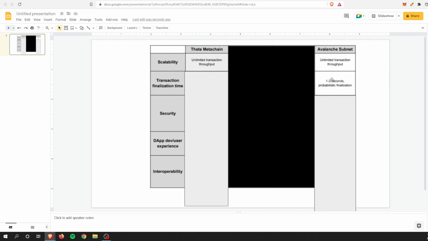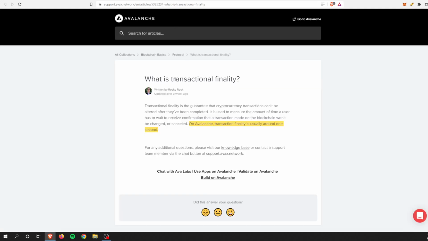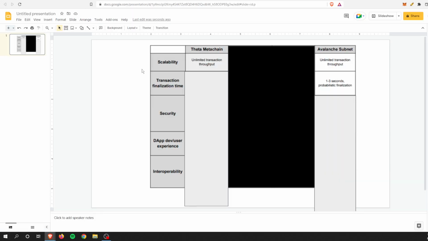But the Avalanche subnet, it's showing 1 to 3 seconds probabilistic finalization. Doing a little bit of research, it potentially could be a little bit faster. So the couple things that I found, or a couple articles I found, this one is straight from AVAX support or Avalanche support. So on Avalanche, transaction finality is usually around 1 second. So that is the very beginning of what I pulled from the Mainnet 4.0 white paper.